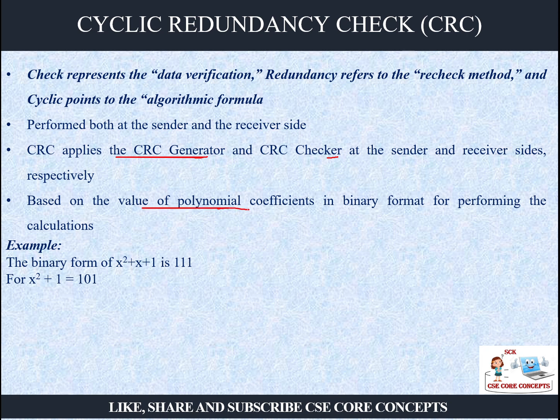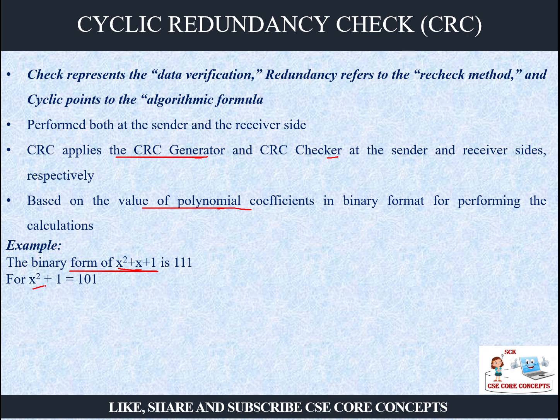So it is basically performed using the value of the polynomial coefficients, which is converted in a binary format. So let us assume that this is my polynomial x square plus x plus 1. So if I want to take the binary value of it, it is 1, 1, 1. What does it mean? This is 1. Now this x is multiplied by 1. This x square is multiplied by 1. So all the three positions are 1, 1, 1.